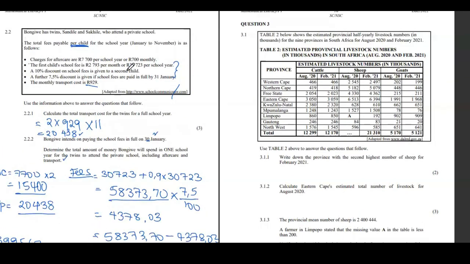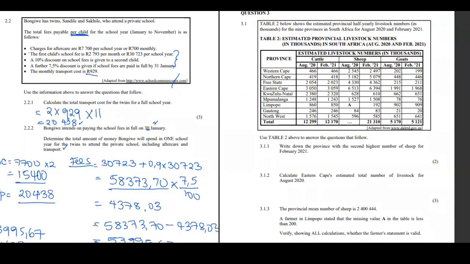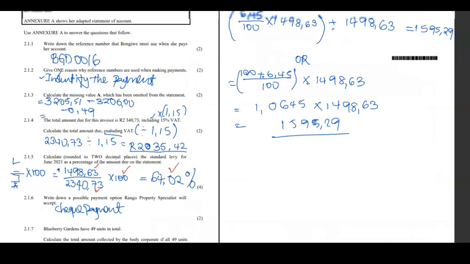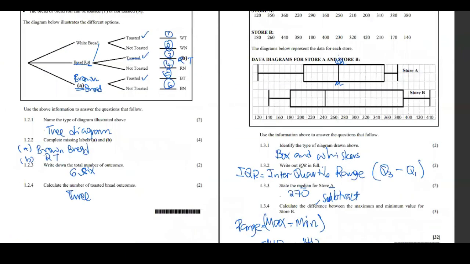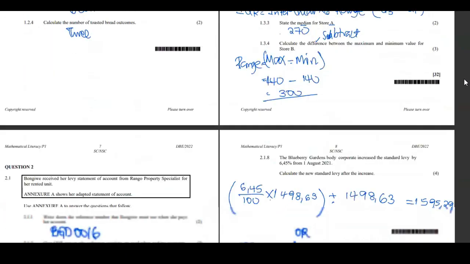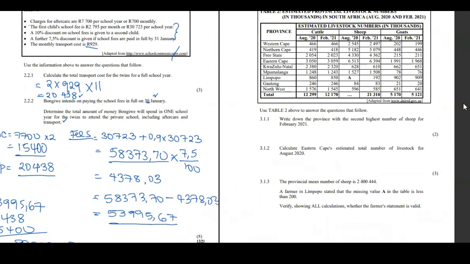This was finance, question 1 and 2. So we go to data handling, which is question number 3. Why do we say that this is data handling? We look at what we call data. Okay, there was also data handling on top here, which is box and whiskers 1.3. That's data handling also.